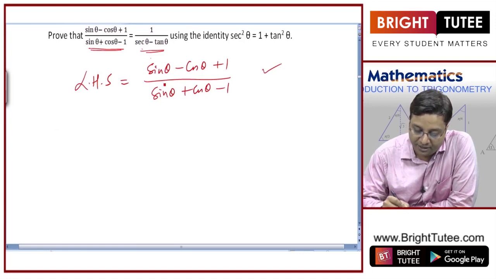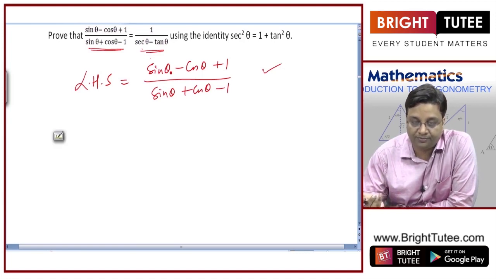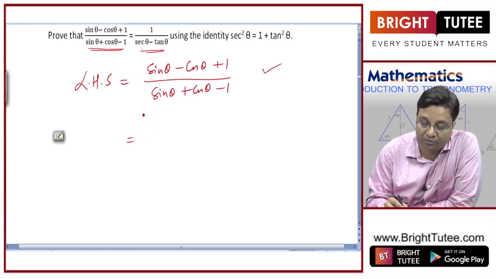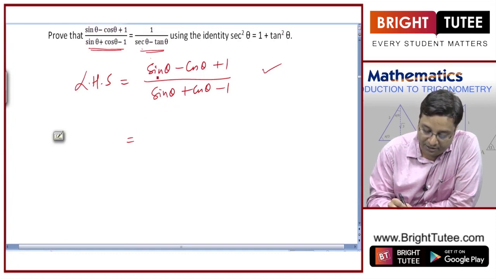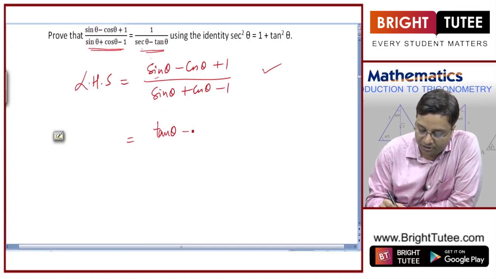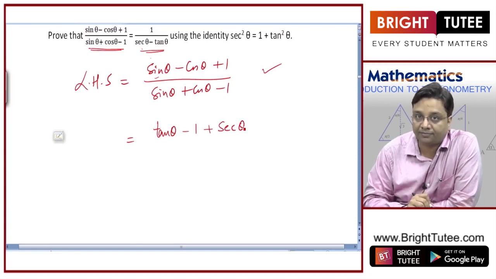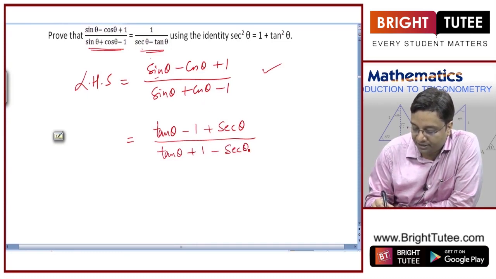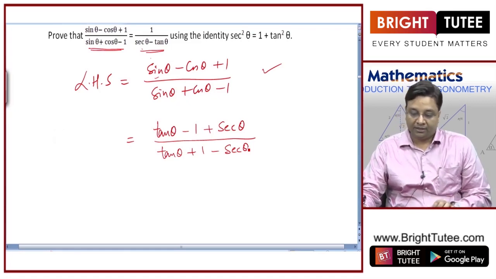So let's try to convert this expression into secant and tan. How can I do that? Let's divide the numerator and denominator by cos theta. What will happen is this will become sin theta by cos theta, that is tan theta. Cos theta by cos theta will become 1. 1 by cos theta will become secant theta, right? And the denominator here will become sin theta by cos theta, tan theta, cos theta by cos theta will become 1, minus secant theta, right?